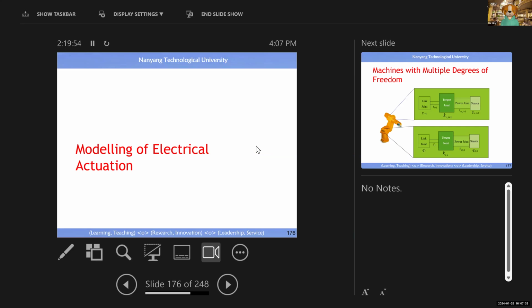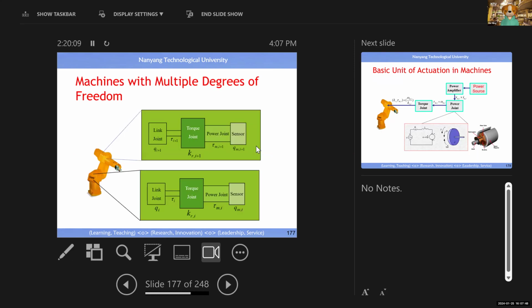Then how to achieve the control of motion? You need to have hardware support. So importantly, the hardware device should be an actuator or motor, right? So here we just focus on the properties of the electric motor, right?